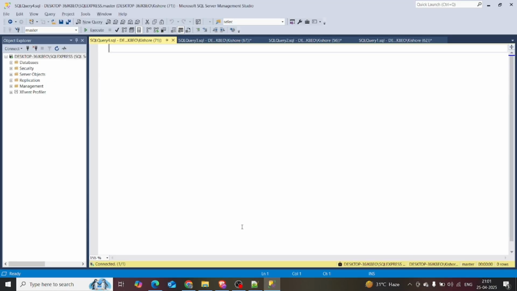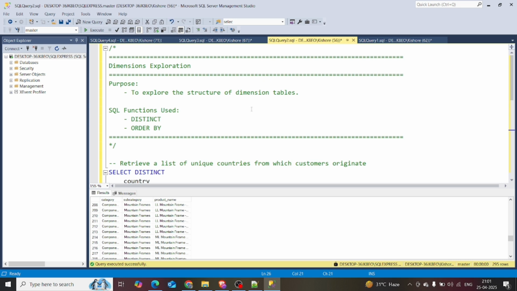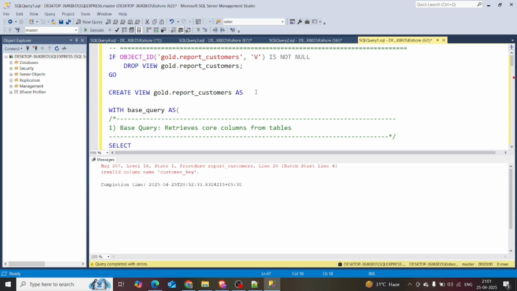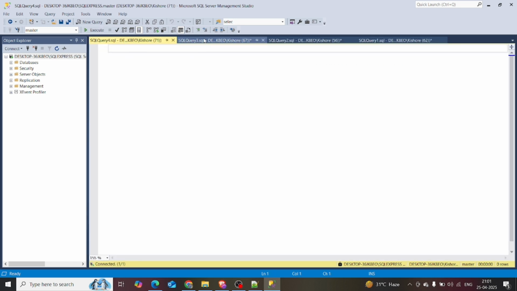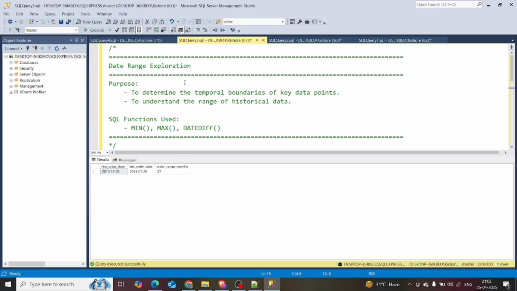Okay, super. In the second exploration, we are looking at date exploration. The purpose of dimension exploration, which we discussed in the previous section, is to explore the structure of the dimensions. In this section, we are determining the date range. The purpose of date exploration is to determine the temporal boundaries of key data points and to understand the range of historical data.